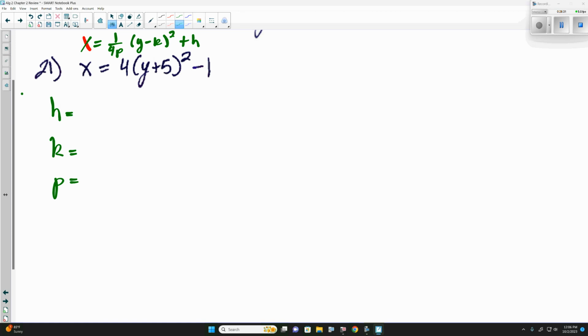Well, h in our case is now outside the parentheses. It's not inside. So the h value for this is -1. k is now inside the parentheses. And the k number would be 5, but its sign would be what? Negative. Because we have a plus sign inside the parentheses, so it's going to come out as -5. And lastly is finding the value of p. So we'd have 1 over 4 times whatever number is in front of the parentheses, which would be 4. And if we plug that into the calculator, 1 over 4 times 4 would give us 1/16.